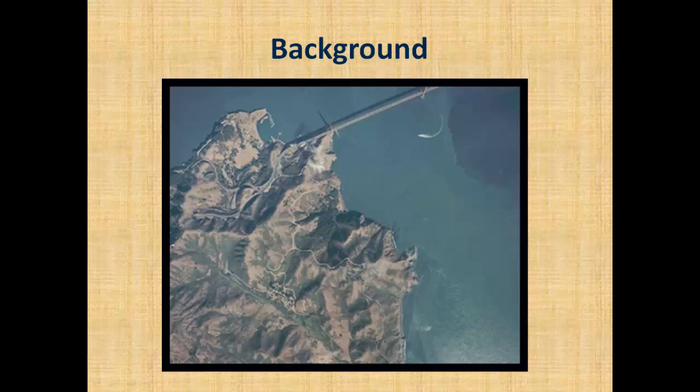And according to NOAA, the official total length of the United States coastline equals 95,471 miles. So almost 100,000 miles of coastline in the United States.